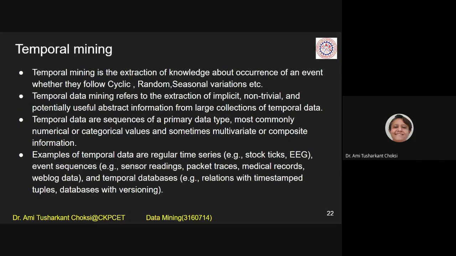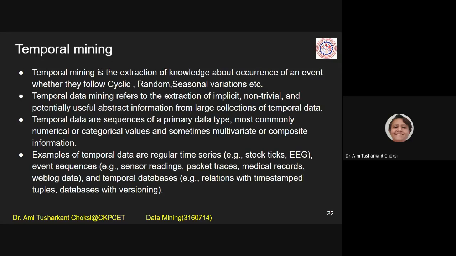Now, the next thing which we want to know is temporal mining. Temporal mining is the extraction of knowledge about the occurrence of an event, whether they follow cyclic, random, seasonal variations, etc. Temporal data mining refers to the extraction of implicit, non-trivial, and potentially useful abstract information from a large collection of temporal data. Now, what is this temporal data?